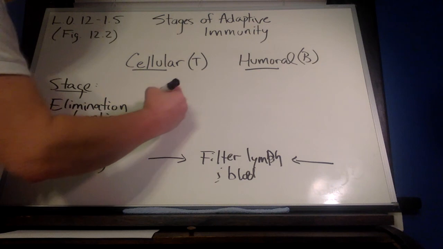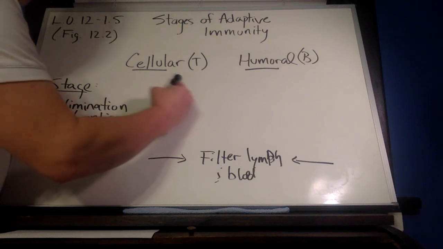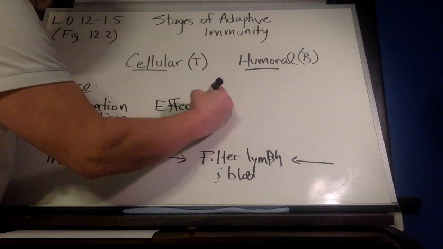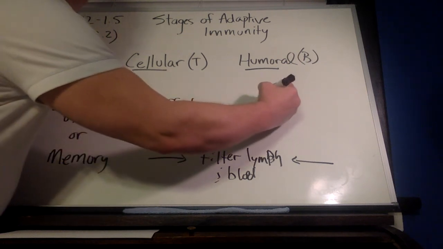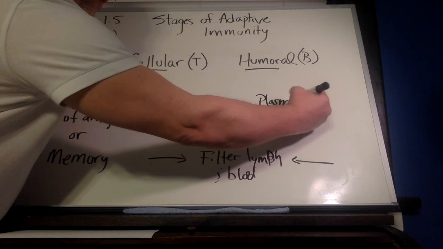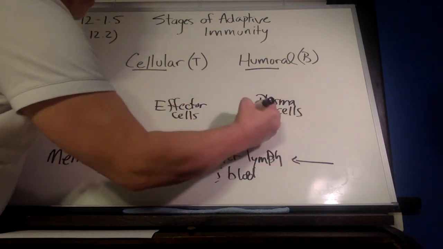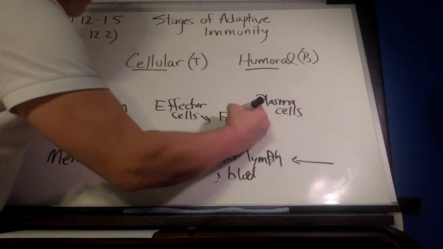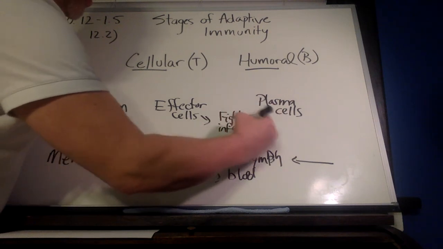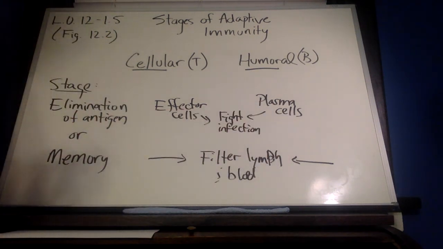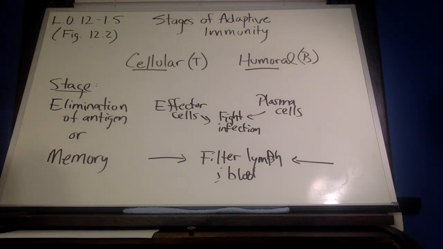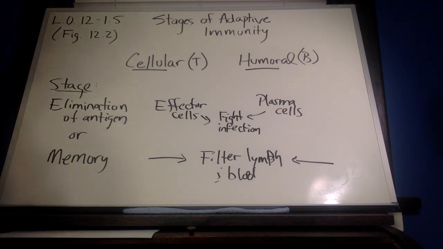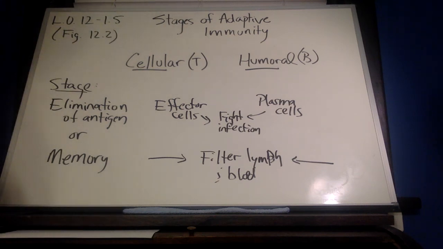So, elimination, this is what is done by those effector cells and those plasma cells. These will both actually fight the infection. So once they are done, remember during resolution, these are the ones that will eventually kill themselves after they're done with their job, and they will become part of that pus. So those are the 4 stages of adaptive immunity.